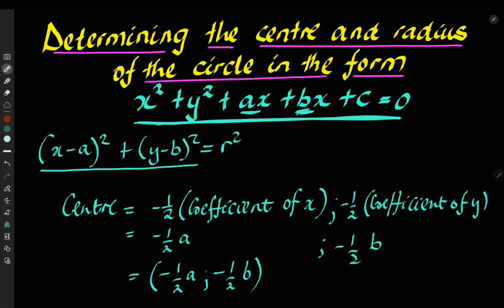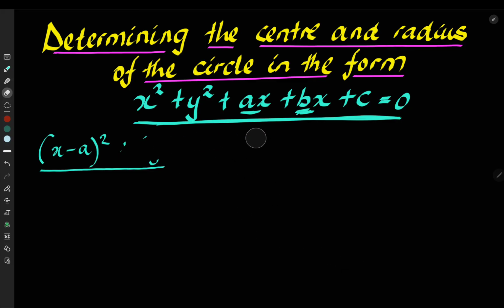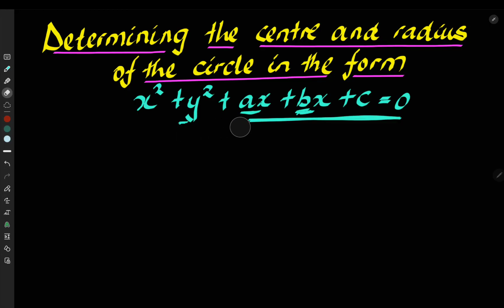Now, to determine the radius, let me just make some space. So remember, the center is minus half coefficient of x and minus half coefficient of y. If the equation is in this format and you are asked to determine the radius, you should always make sure that the equation is equal to 0. So if there is any value, take it to this side, so that it is equal to 0.